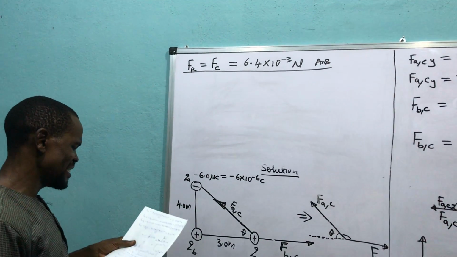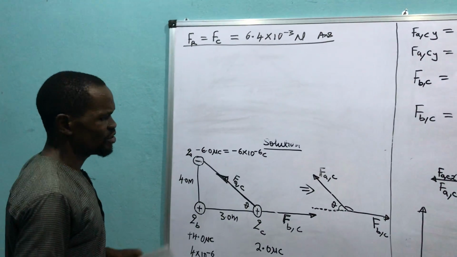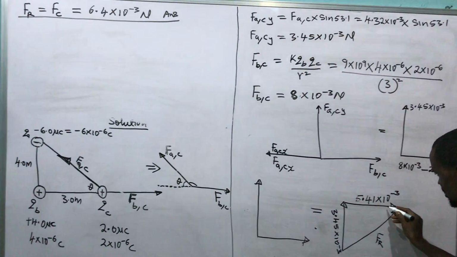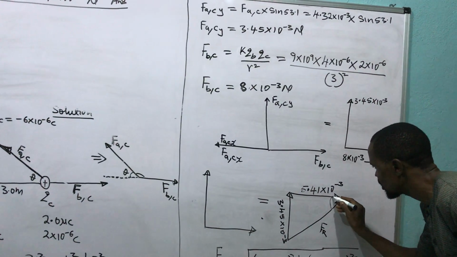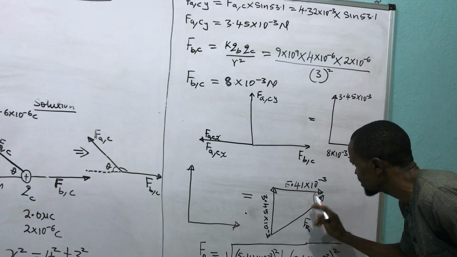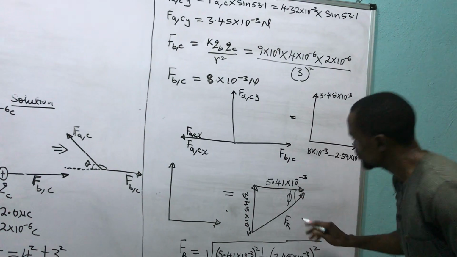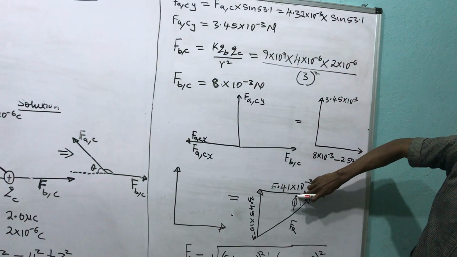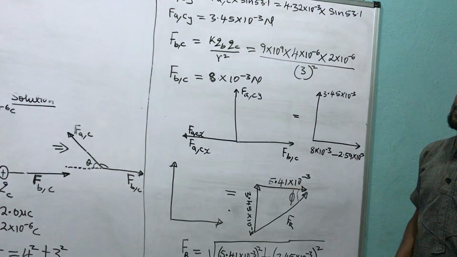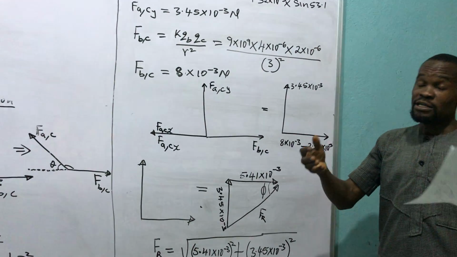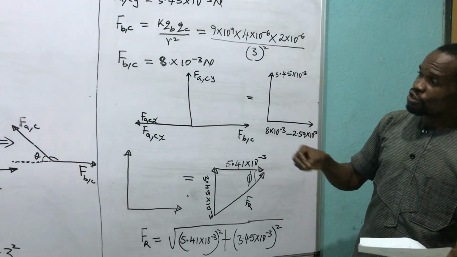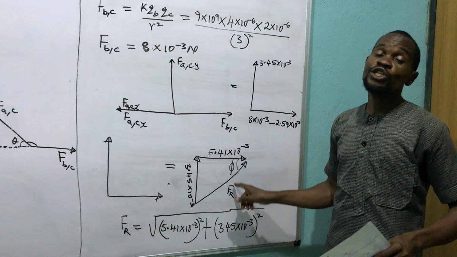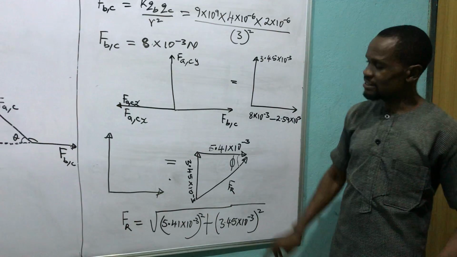Then the second question asked for the direction. What's the direction? Look at the diagram. The direction is the angle which the resultant force makes with the X-axis. We say resultant force whenever we are resolving a force. The direction of the resultant force is always the angle which it makes with the X-axis. And what is this angle?